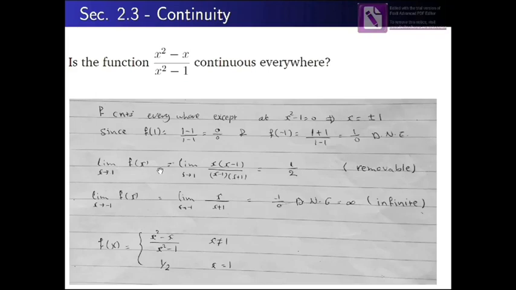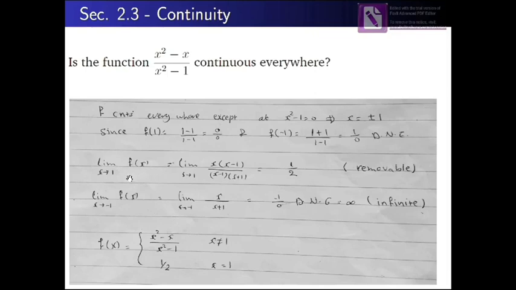Limit of f(x) when x approaches 1: we take x as a common factor from the numerator, so it will be x multiplied by (x minus 1). Then x minus 1 over x squared minus 1, which factors as (x minus 1) multiplied by (x plus 1). Then we cancel x minus 1 with x minus 1, replacing x by 1, so it will be 1 over 1 plus 1, which is 2. So here we have half.